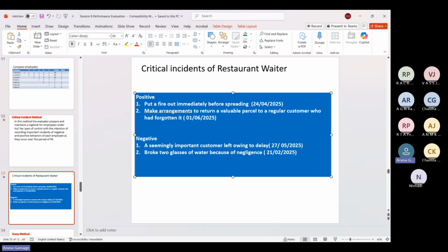Positive or negative? Is it a good deed or bad deed? If a particular employee takes measures to put out a fire before spreading, is it a good deed or bad deed, if you look at it from the perspective of the organization?